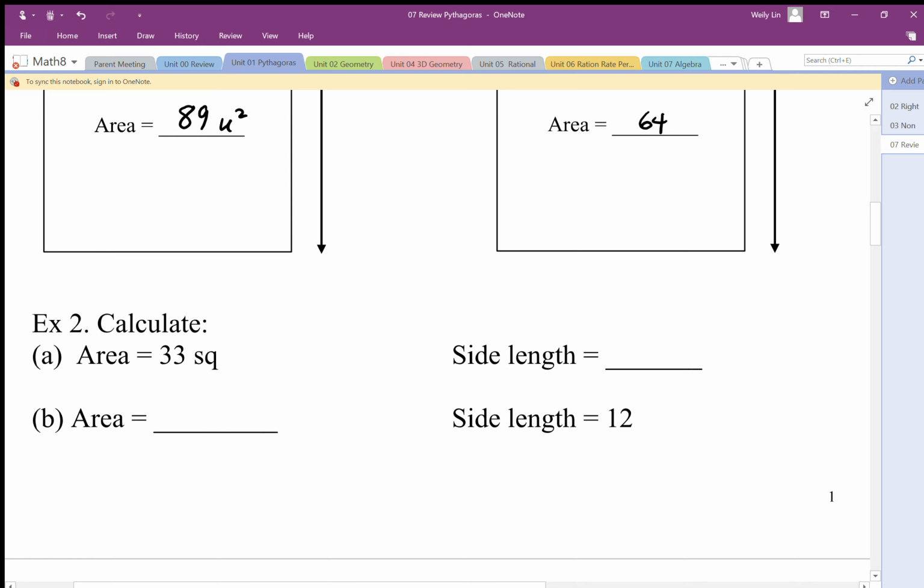So if I have an area of 33 squares, to get the side length, I need to square root. If I have the side length of 12, to get the area, I need to square. To do this, I'm going to need my calculator since these are not perfect squares. So square root of 33, going to my calculator, I get a value of 5.7445. So I'm going to round that.